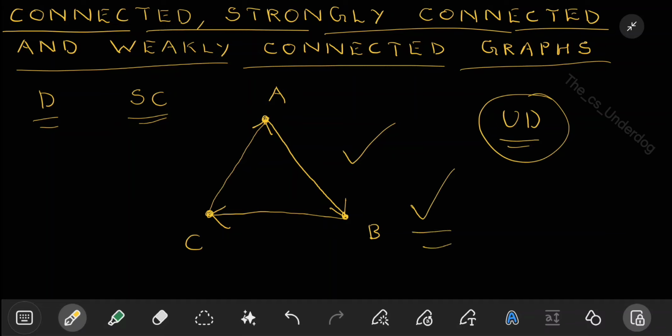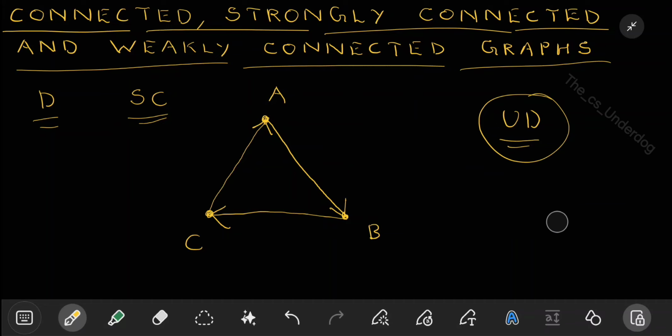And if you consider this strongly connected graph as an undirected graph, and then if it becomes connected, then you call it weakly connected. So this is the concept of a weakly connected graph. You just consider the present directed graph as an undirected graph. You just imagine that the directions are not there. Considering it as an undirected graph, if it is connected, then it is called weakly connected.